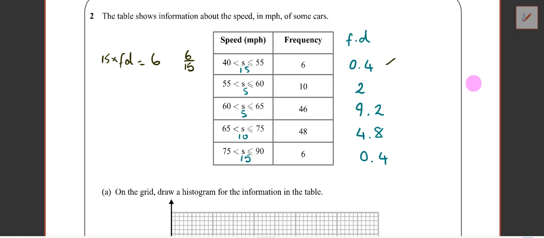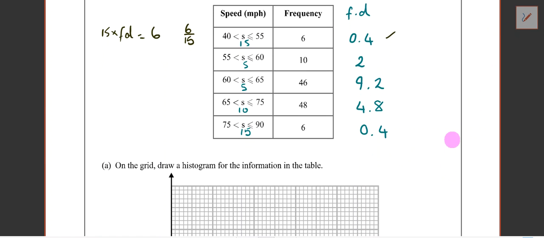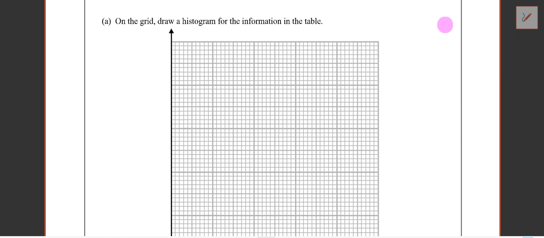Let's draw this histogram then. I'm going to draw it myself, but you just get on with it, yeah? 3 minutes, you can draw this histogram. You've got those values written. We just need to make sure that we do the axes properly.